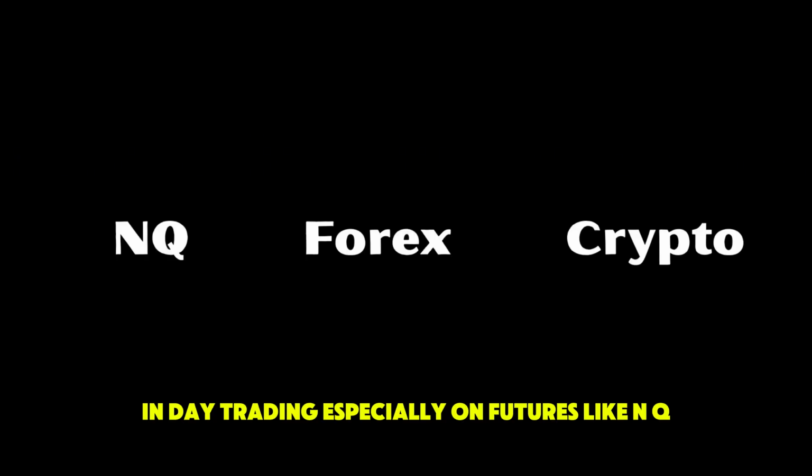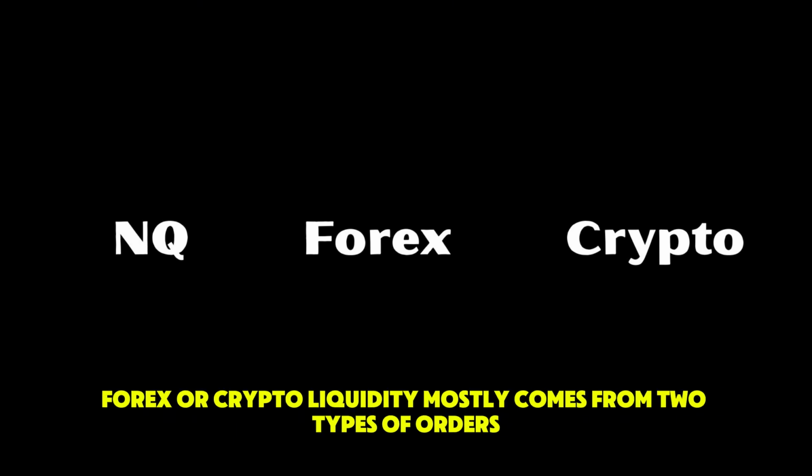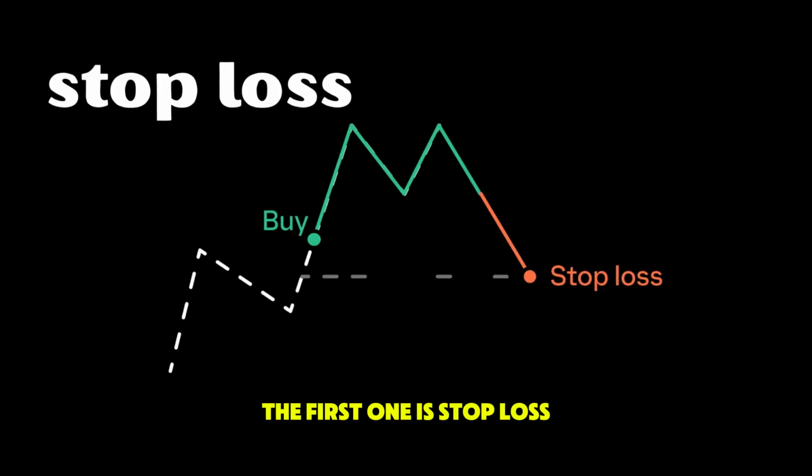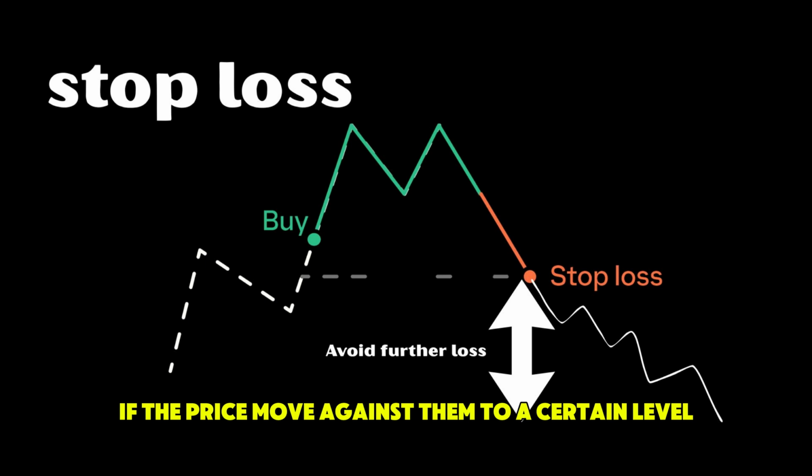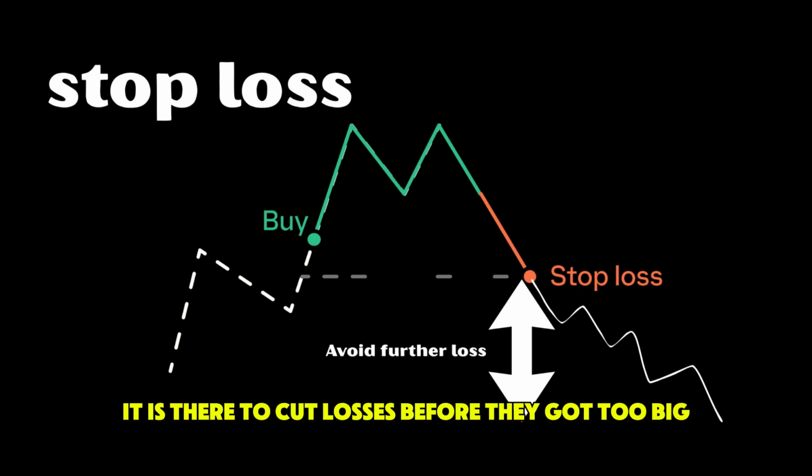In day trading, especially on futures like NQ, forex or crypto, liquidity mostly comes from two types of orders. The first one is the stop loss. A stop loss is simply a protective order a trader places to automatically close their position if the price moves against them to a certain level. It is there to cut losses before they get too big.